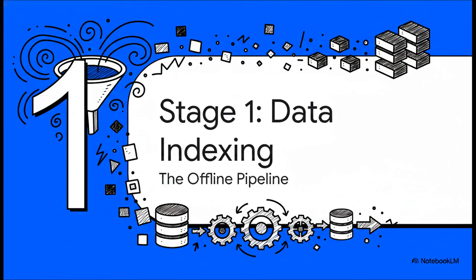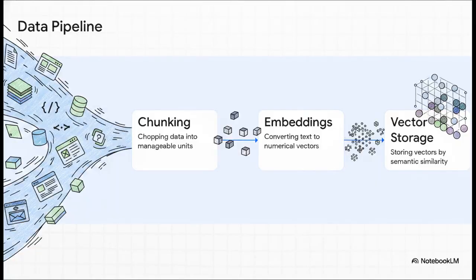Okay, let's dive into stage one, data indexing. This is all about building the offline pipeline. Before a user even types a single word into a chat box, there is this totally unseen digital world where raw data begins its transformation. Think of it like a giant assembly line for knowledge. We start with data ingestion. Picture a massive river of raw PDFs, markdown files, and enterprise websites just flowing into the system.